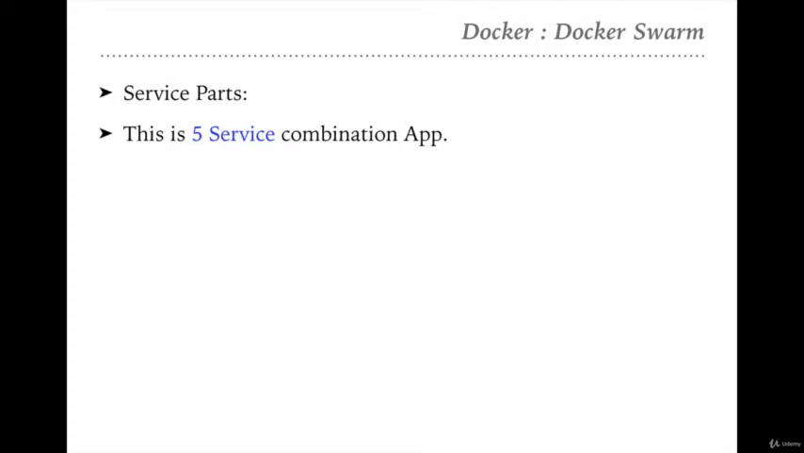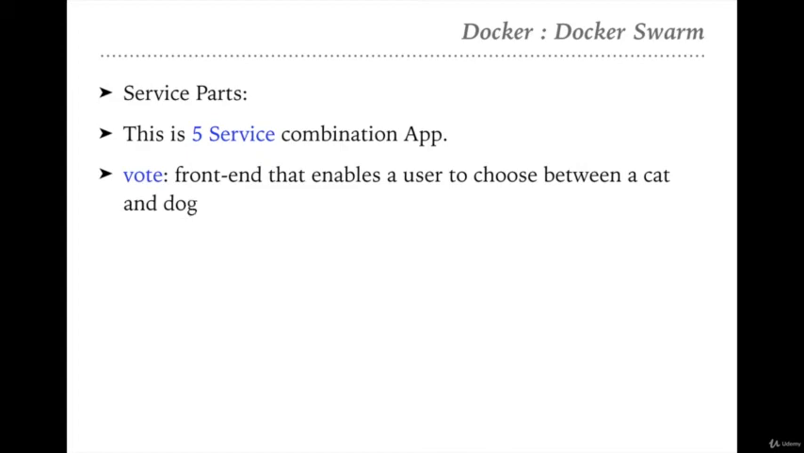So we have 5 services in this app, and these are: the first service is vote. This is a front-end service that enables the user to choose between cat and dog. It will display 2 options, the cat and dog, and you have to vote for these, right? The second service is Redis, which is the database for the front end service, and it will store the key value pair, your vote and vote option.